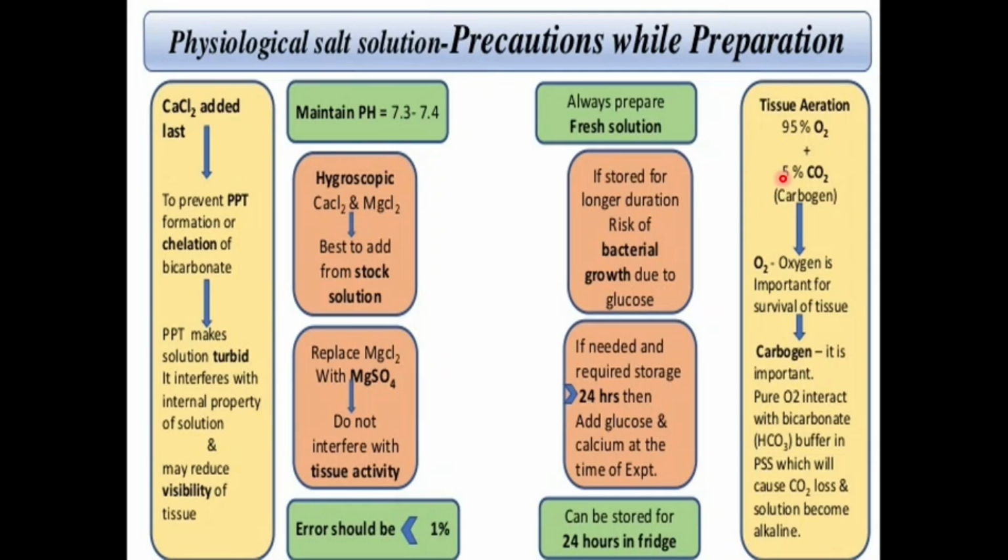Another term is tissue aeration. Tissue aeration is the process of giving oxygen and carbon dioxide to the tissue or the muscles. You know that oxygen is required by your cells, and without oxygen the cells will die. So your tissues or muscles outside the living body will also need oxygen, and that oxygen is given to the muscle or the tissues, and along with that oxygen you are also giving carbon dioxide. Now what is the reason for giving the carbon dioxide with the oxygen?